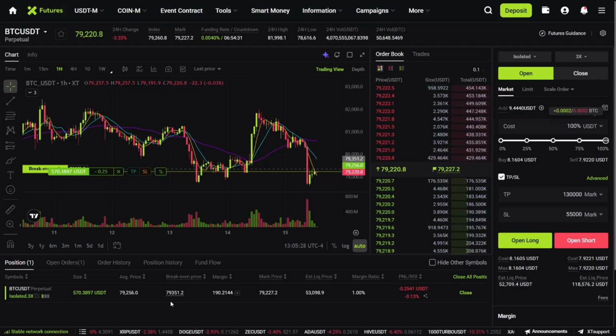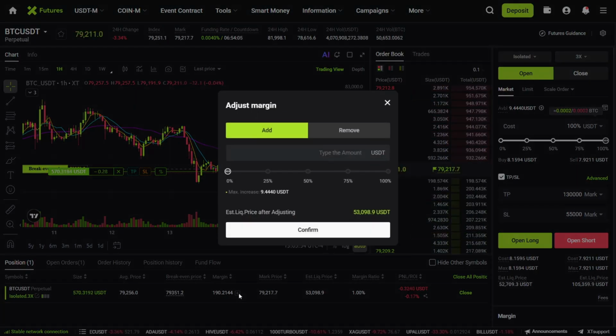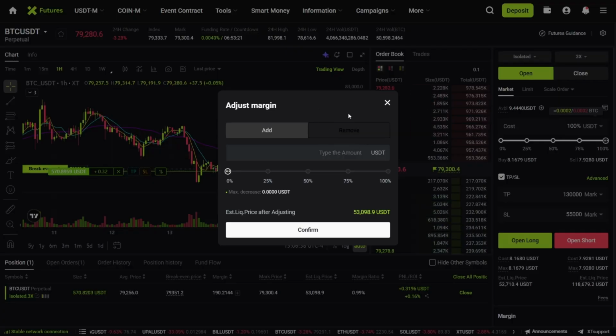This is the price where our trade would roughly break even after trading fees are included. Next, we have a margin. This shows how much of our own funds are being used for the position. And beside it, we have a plus sign. We could actually click that and we can adjust our margin. We can add more margin if we wanted to increase our position size, or if we wanted to decrease our position size, we can use remove.